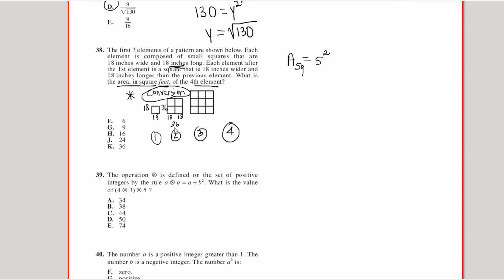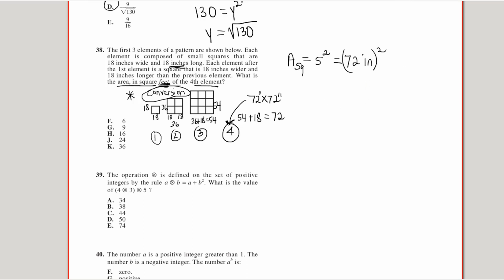So if the second was a 36 by 36, the third element is going to be a 36 plus 18, which is 54, so a 54 by 54. The fourth one is going to have 54 plus 18, which is a 72. So we have a 72 by 72 for our fourth element, fourth square. So we can find, and this is in inches also, 72 inches. So we can take 72 inches squared, and that's going to give us a value in inches squared.